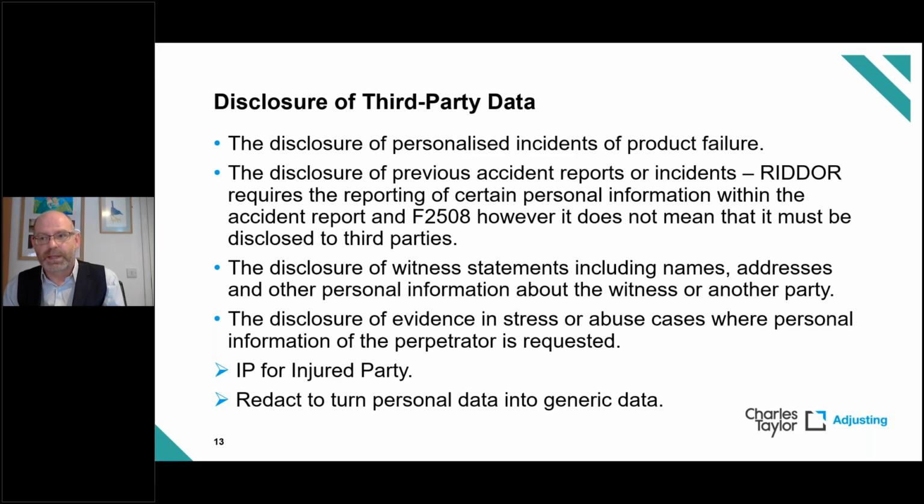The disclosure of witness statements, including names, addresses, and other personal information about the witness or another party. In an employer's case, it might be relatively straightforward that someone's just seen an incident and we possibly could redact out the name or address or other personal information to make the statement anonymous. But in other types of cases, so for example, stress and abuse cases where personal information is more prevalent, it will create problems. In stress and abuse cases, we may have cases where the information about the perpetrator is required, and that obviously will be personal, is likely to include employment or health or other information which would bring it within special categories of the Data Protection Act.